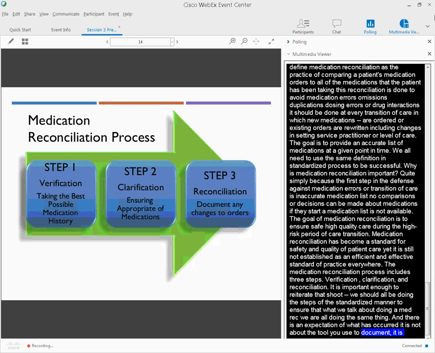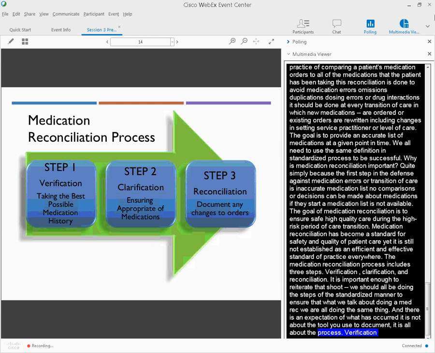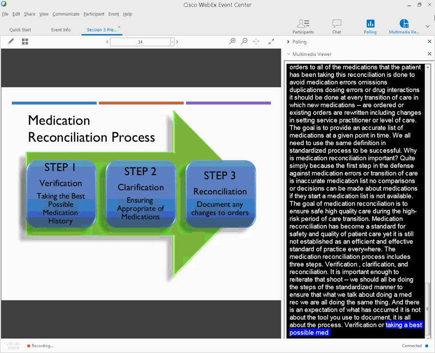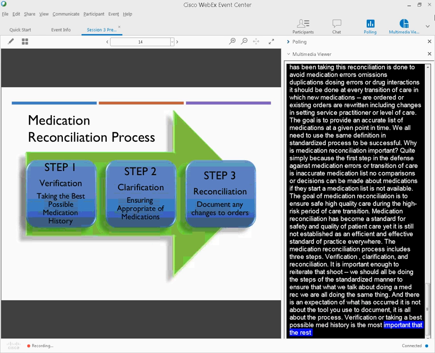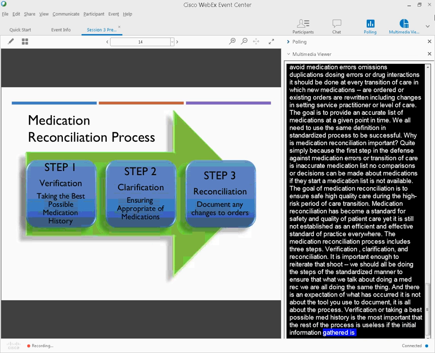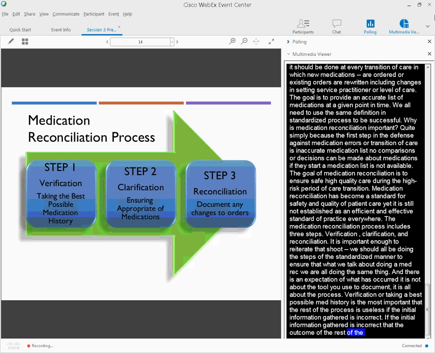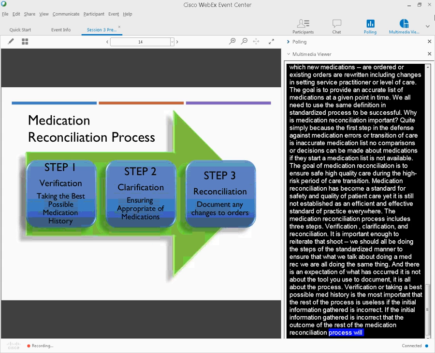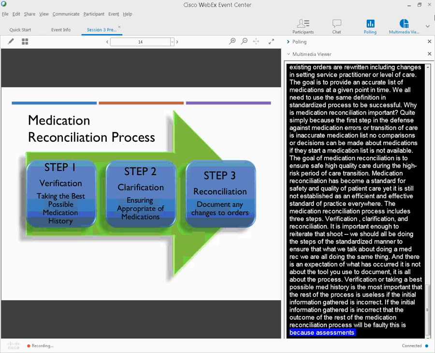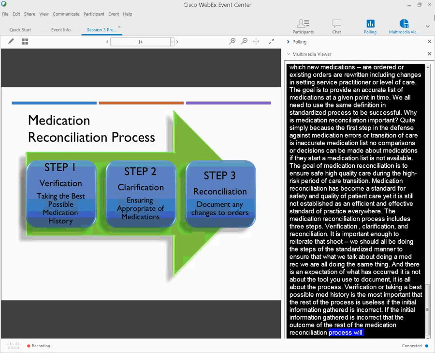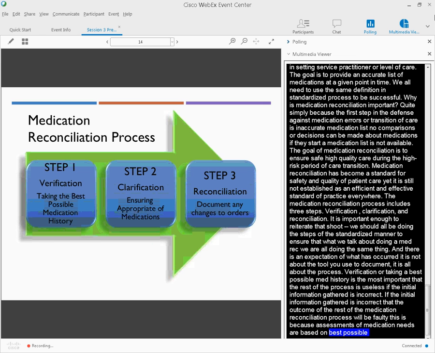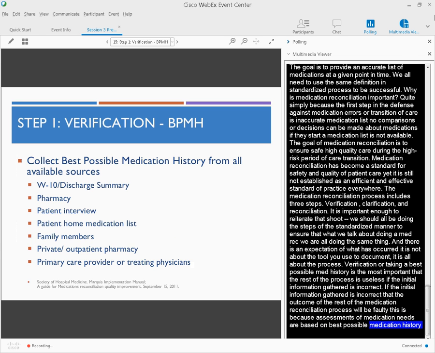Verification, or taking the best possible med history, is the most important step. The rest of the process is useless if the initial information gathered is incorrect. If the initial information gathered is incorrect, then the outcome of the rest of the medication reconciliation process will be faulty. This is because assessments of medication needs are based on the best possible medication history. The other steps involved with MedRec include clarification and reconciliation.